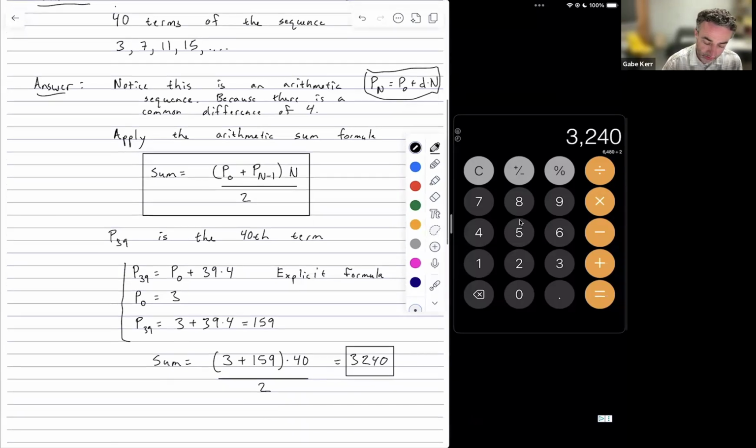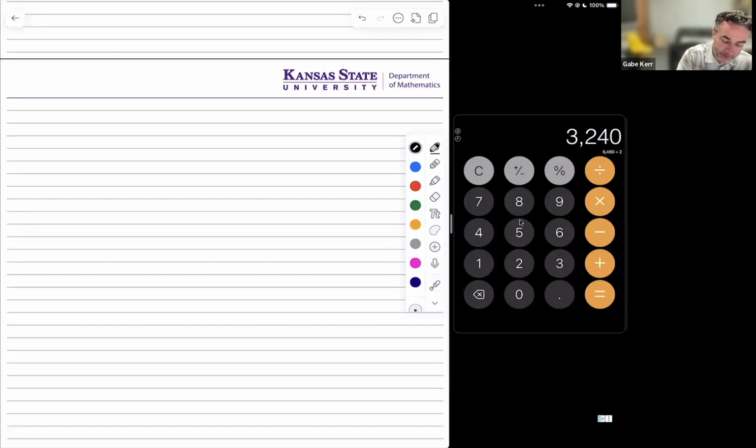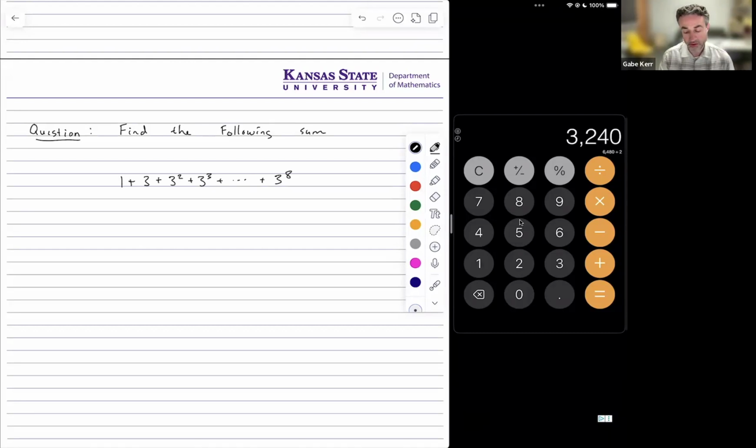All right, so let's do another one, but let's do a geometric sequence. So let's try this. We'll say question, find the following sum. 1 plus 3 plus 3 squared plus 3 cubed, all the way up to 3 to the 8th power, let's say. Okay.